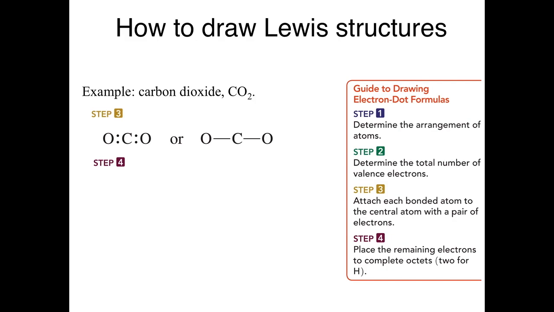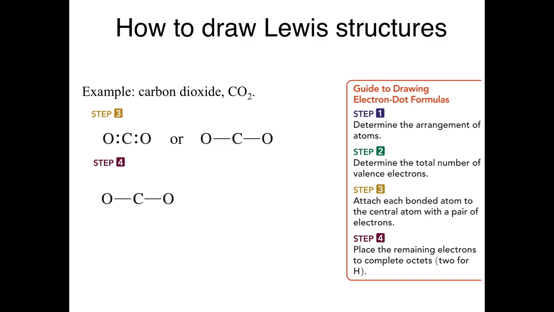Step 4. Step 4 is the most challenging step, and it might require the most work. Step 4 says you have to place the remaining electrons around the atoms to complete the octet. It is best to start putting electrons around the non-central atom. So in this case, the central atom is carbon. So I would start putting electrons around the oxygen.